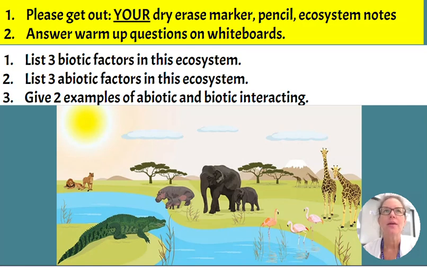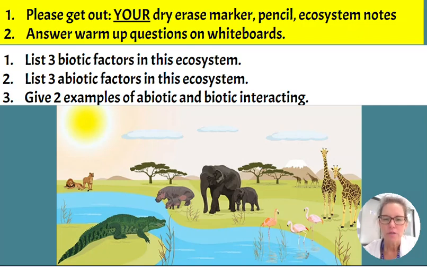So you'll see that I've asked you to get out your dry erase marker, your pencil, and your ecosystem notes. We started these notes last class, and there's a table on the front that asked you to define biotic, abiotic, ecosystem, aquatic, and terrestrial. On the back side of those notes, we're going to be filling in information today.